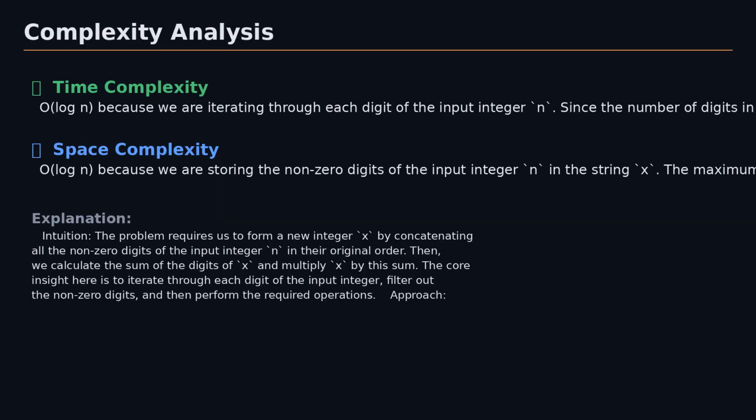After the loop finishes, we check if x is empty, and if it's not, we convert x to a long integer and multiply it by the sum, returning the result.